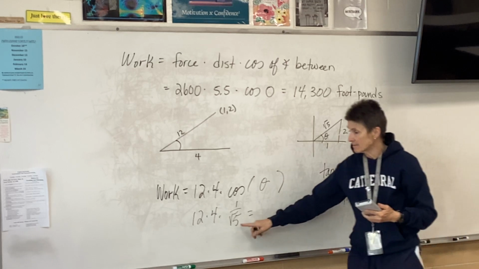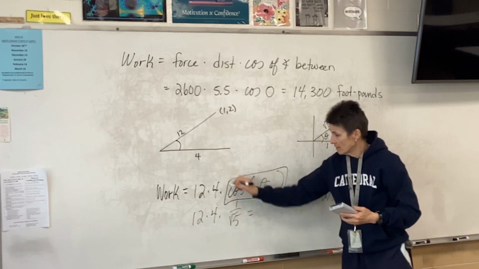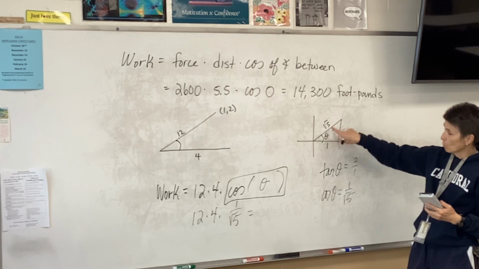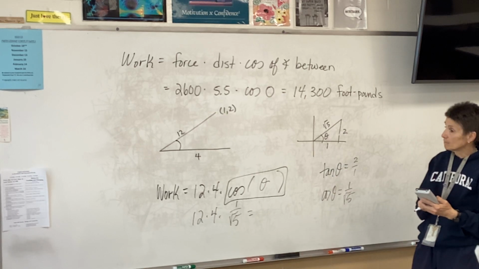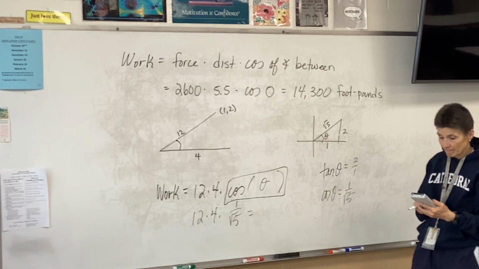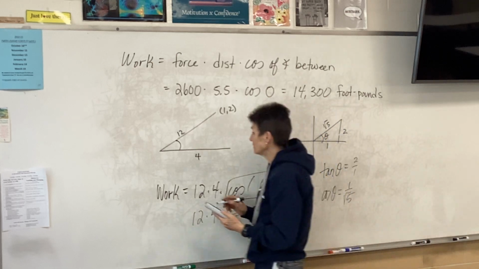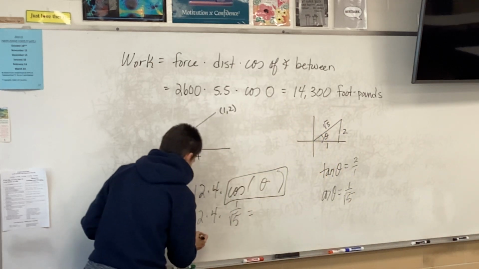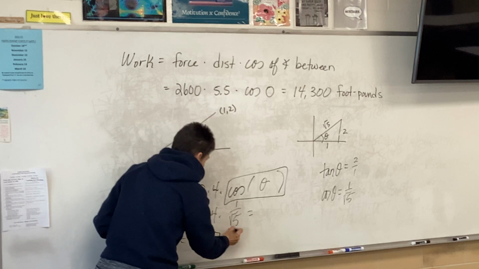Please don't say cosine that. That is the cosine. The cosine of the angle is 1 over root 5. So I got 21.47. And again, that would be foot-pounds.